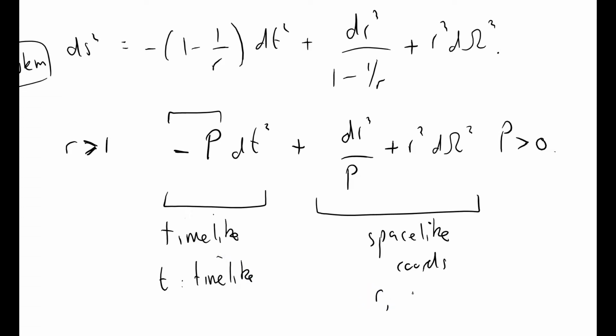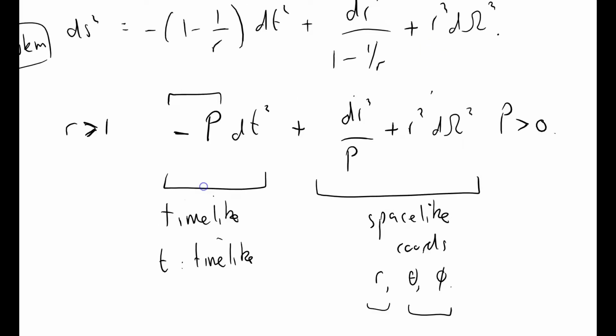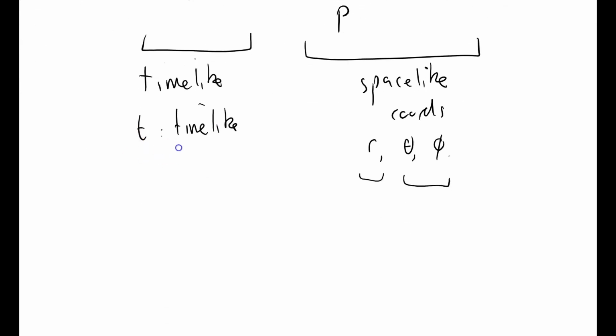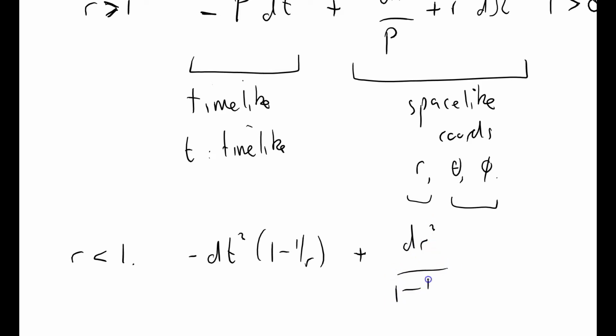And what have we got? r, theta, and phi, which are the radius and the angles for the spherical coordinate system. These are the space-like coordinates because they have positive terms here, or at least we can make them positive. Right, so that's that. Now what happens if we consider r is less than 1? We've got dt squared times (1 minus 1 over r), plus dr squared over the same thing, plus r squared d omega squared.